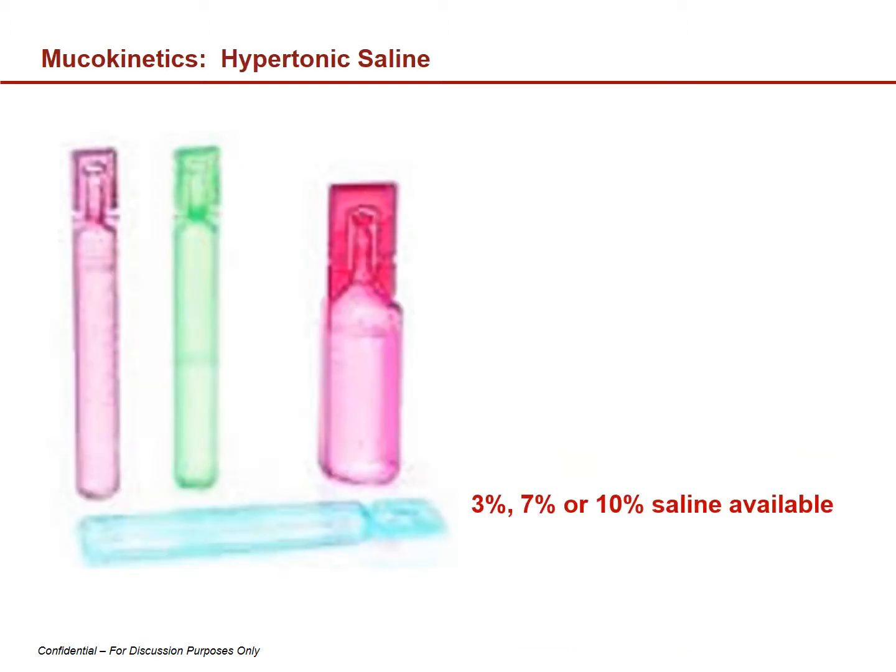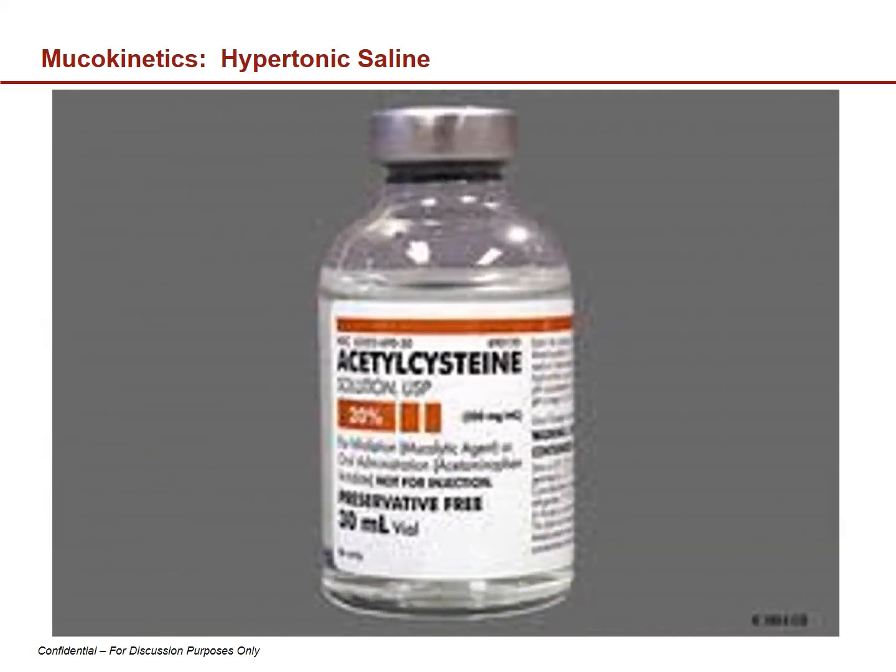Hypertonic saline, available in either 3%, 7%, or 10% concentration, is often used to improve mucus clearance in patients with cystic fibrosis. It is also frequently nebulized to induce a sputum specimen for analysis by the laboratory. Mucomist is commonly nebulized at other facilities to improve bronchial hygiene.